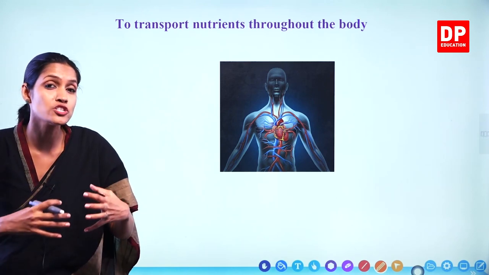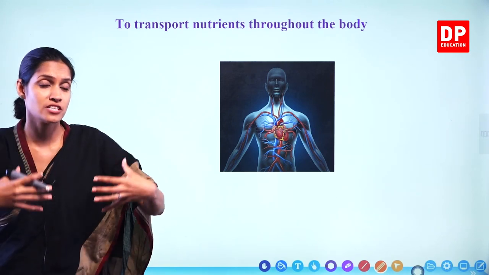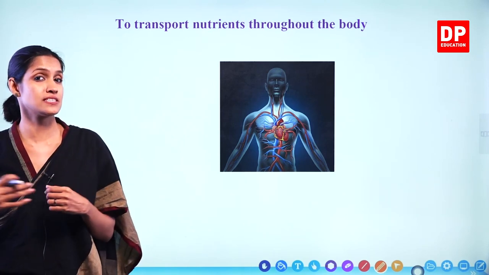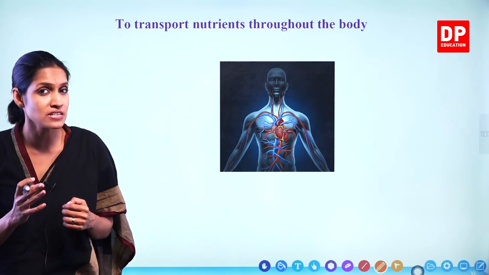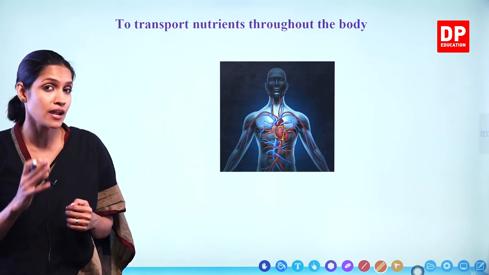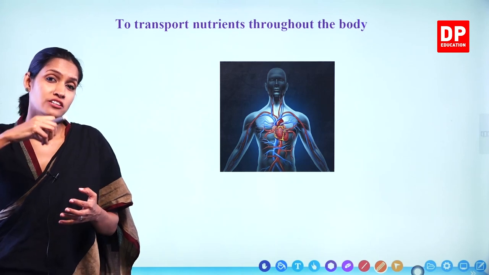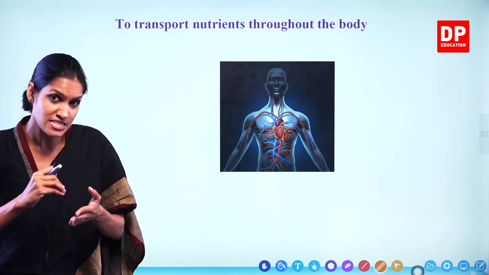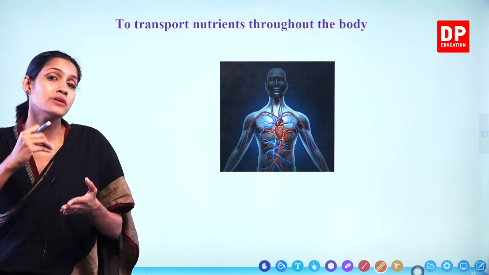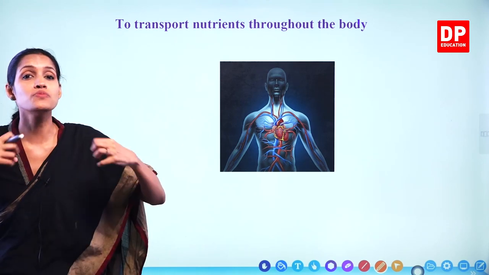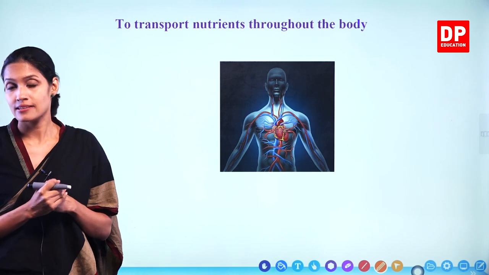Now these nutrients should be transported, taken from where the digestive system is present to the other places. How does this happen, children? That is done by blood. So when these large food particles break down into small pieces, and then finally they become these simple nutrients, our blood absorbs all these nutrients.